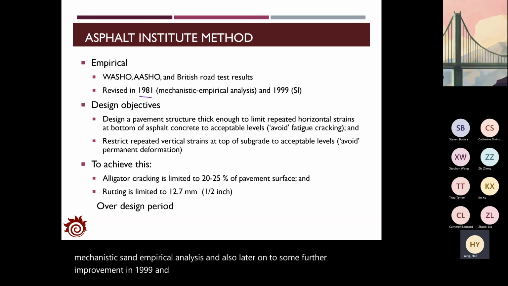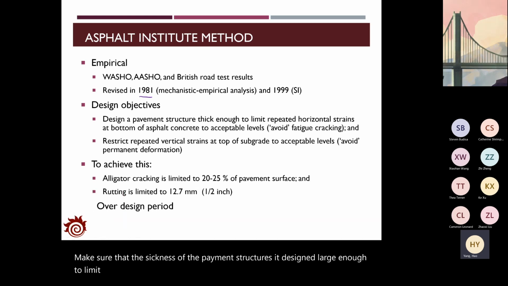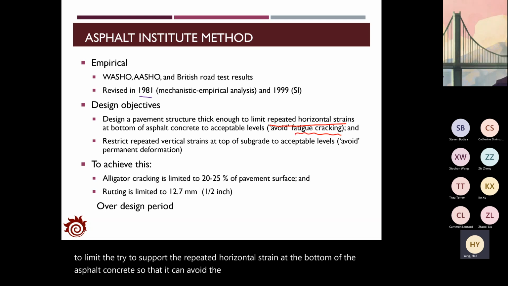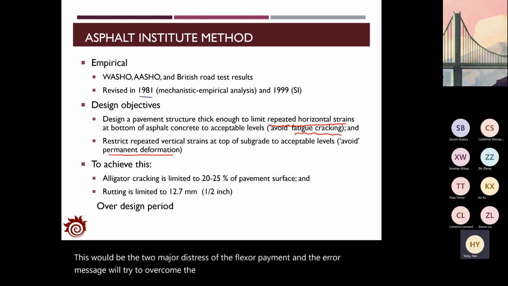The design of this method will try to make sure that the thickness of the pavement structure is large enough to limit the repeated horizontal strain at the bottom of the asphalt concrete, so that it can avoid fatigue cracking. In the meanwhile, we will try to restrict the vertical strain at the top of the subgrade so that it can avoid permanent deformation. These are the two major distresses of flexible pavement, and the AI method will try to overcome the failure from these two distresses, fatigue cracking and permanent deformation.